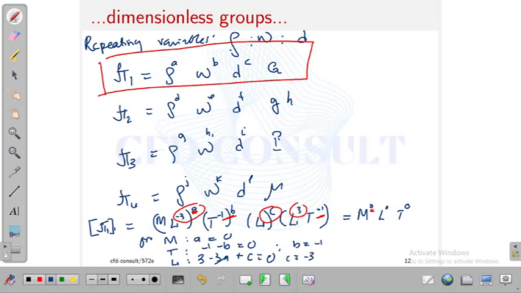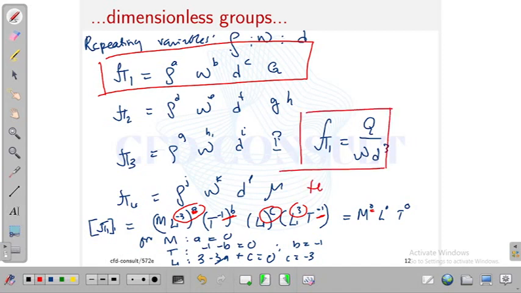So from this, we are able to get our first pi term. So pi 1 will be equal to Q over omega D to the power 3. So this is what is usually called the flow coefficient. You can also refer to it as pi Q. So this is our first pi term.